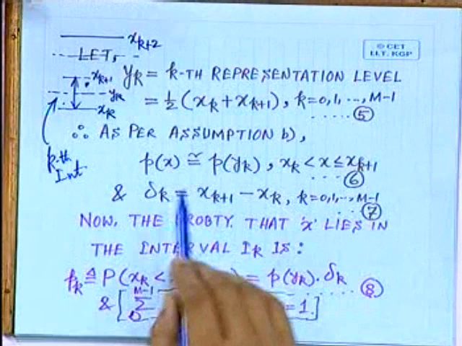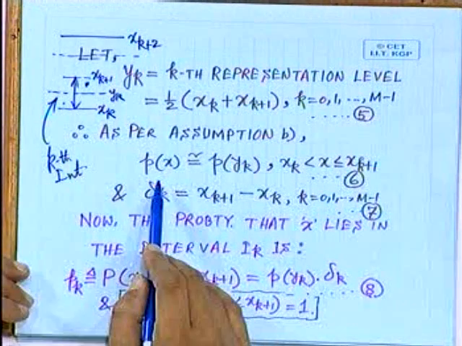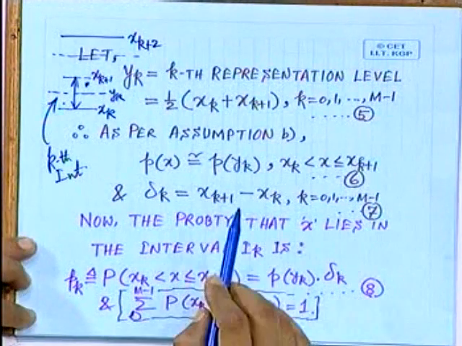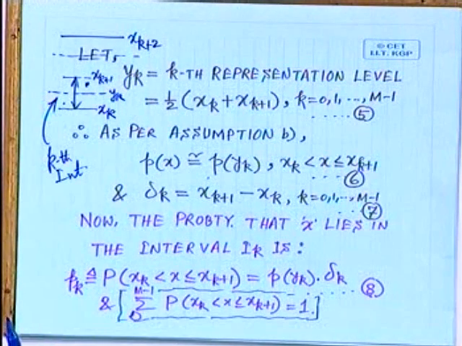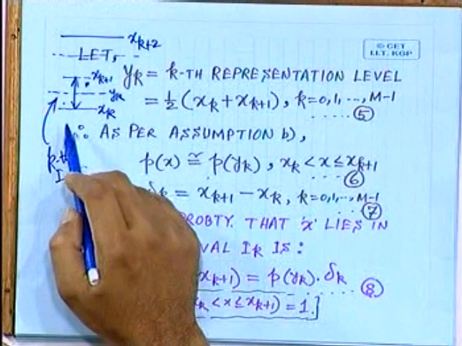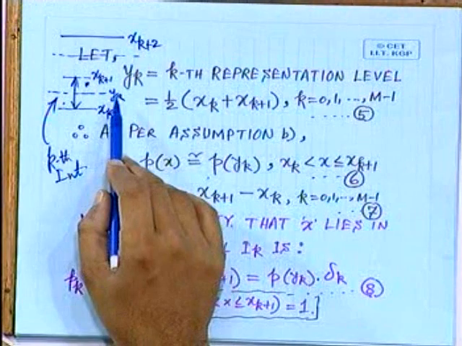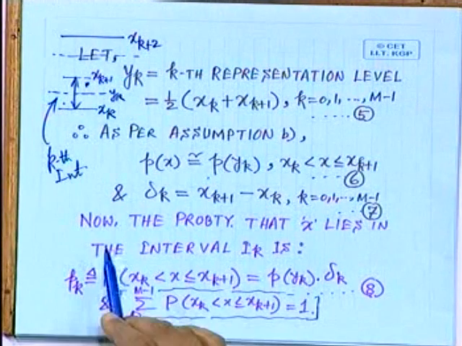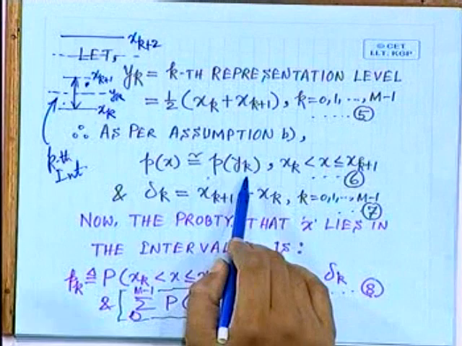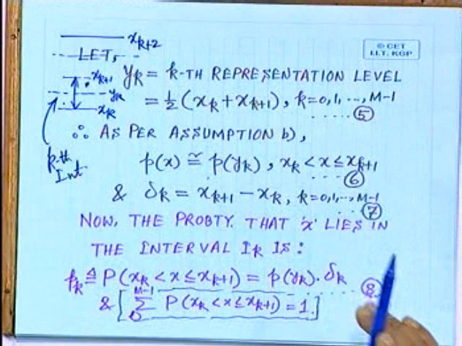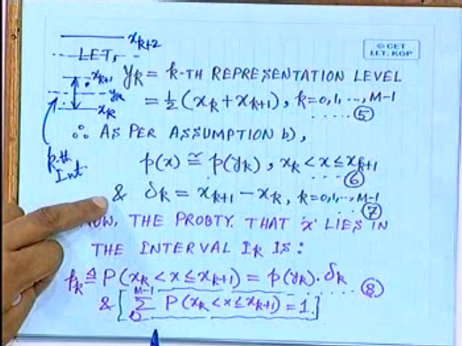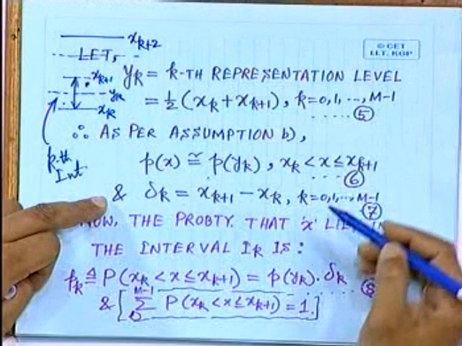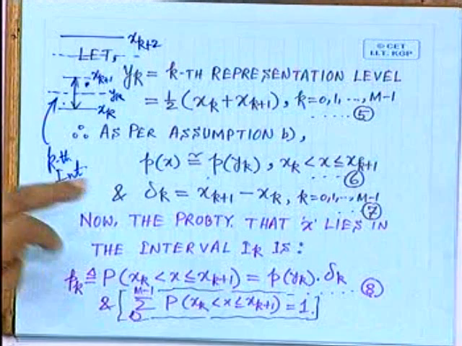So I'm trying to say that the PDF P of x, I am approximating within an interval as P of yk. For the kth interval, the quantizer output level which is permissible is yk, where yk is half of xk plus 1. So I am writing the PDF as approximately P of yk, as if the same within the kth interval, and delta k, the corresponding interval size, is xk plus 1 minus xk. So I am writing equations 6 and 7 like that.